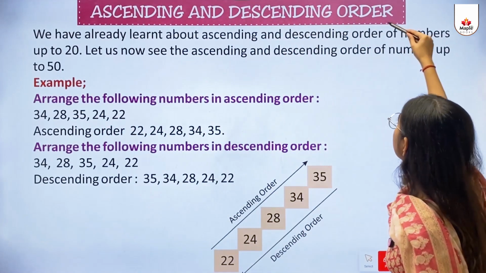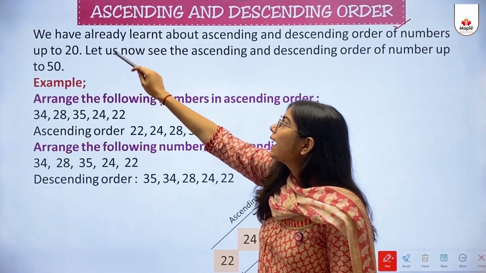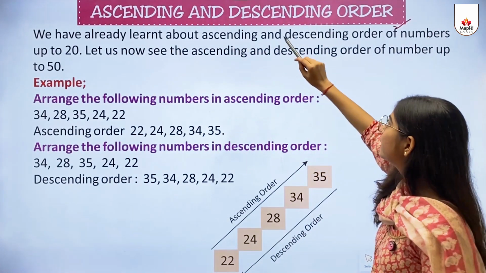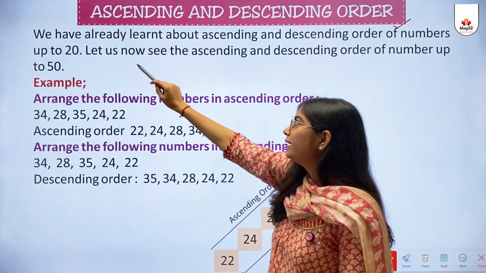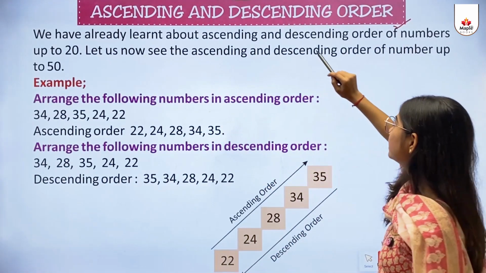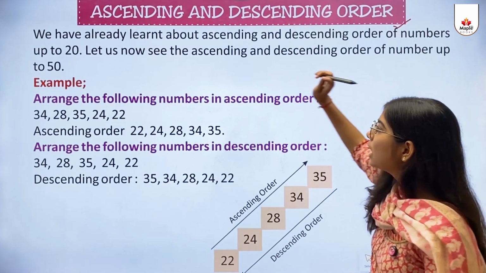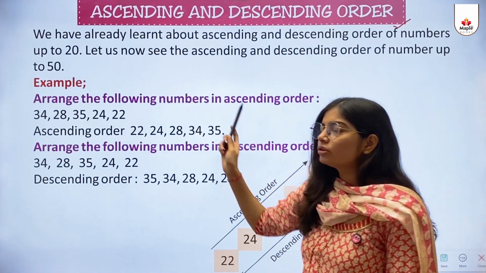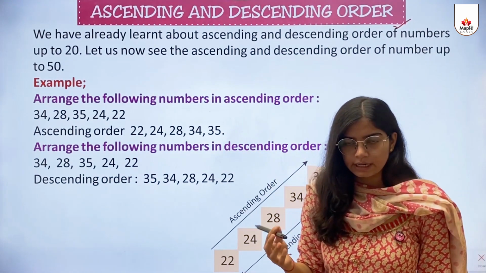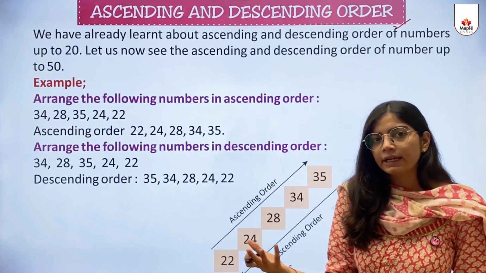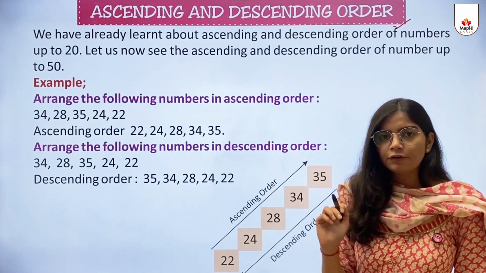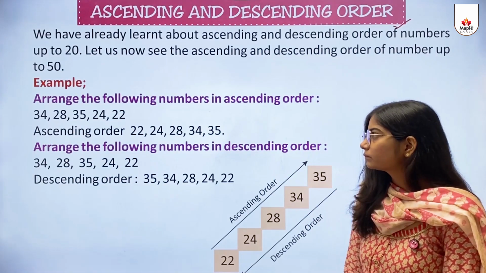Ascending and descending order. We have already learnt about ascending and descending order of numbers up to 20. Let us now see the ascending and descending order of numbers up to 50. अभी जो हमने ascending और descending order देखा वो हमने up to 20 तक देखा था. अब हम ascending और descending order के बारे में up till 50 तक पढ़ेंगे. Okay?